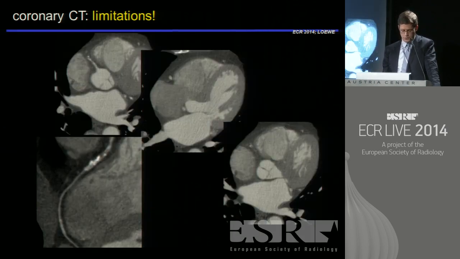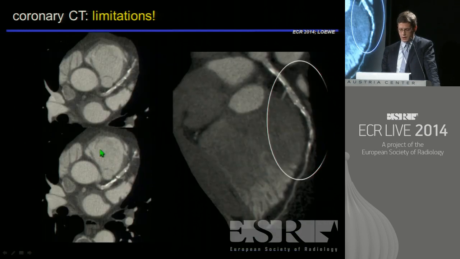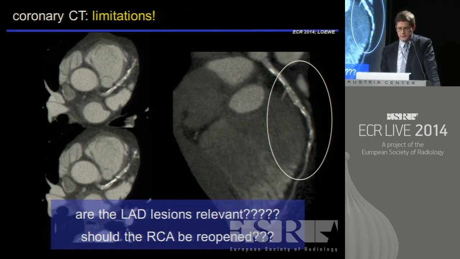Of course, we can demonstrate the lesions here. We see a short occlusion of the RCA with huge calcifications there, and we see a really long lesion at the LAD, and it's very hard to describe if this long lesion here is relevant or not. And that's the big limitation of CT right now. If you're looking just for the coronary morphology, it's very hard to describe if a lesion is really hemodynamically relevant.